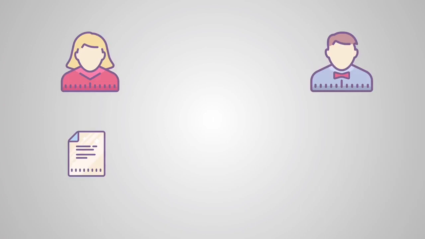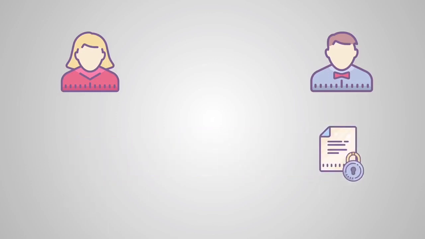She takes the document and encrypts it with Bob's public key. She then sends the file to Bob, who uses his private key to unlock the document and read it. Because they use asymmetric encryption, only Bob is able to decrypt the message. Not even Alice can decrypt it because she doesn't have Bob's private key.